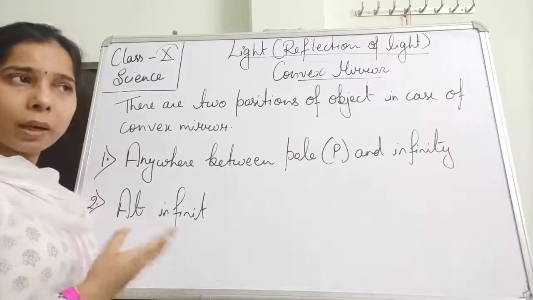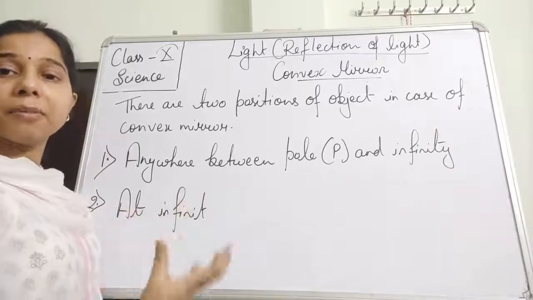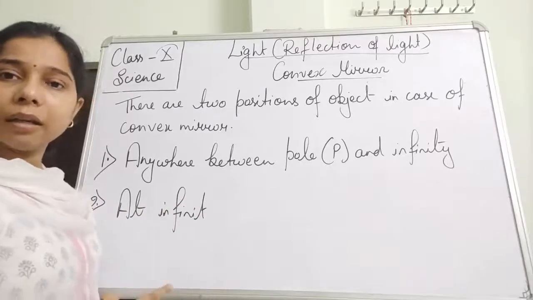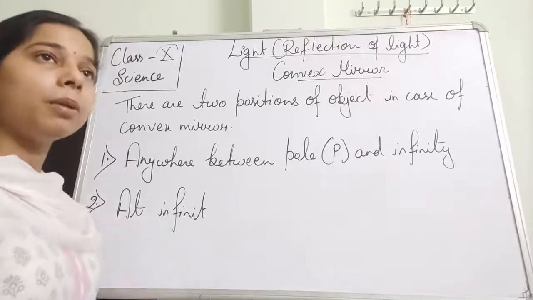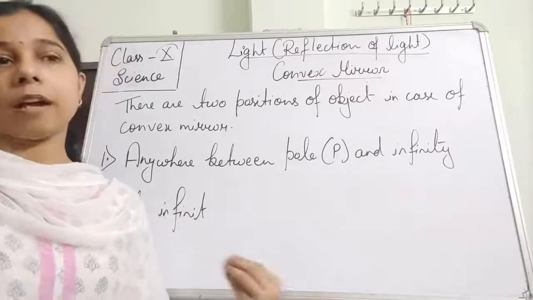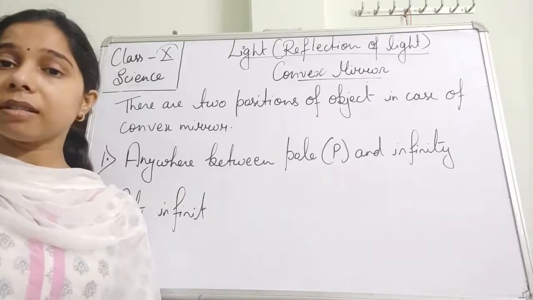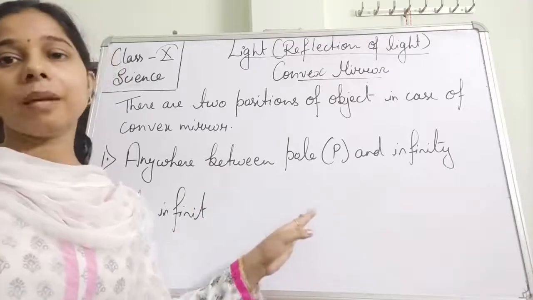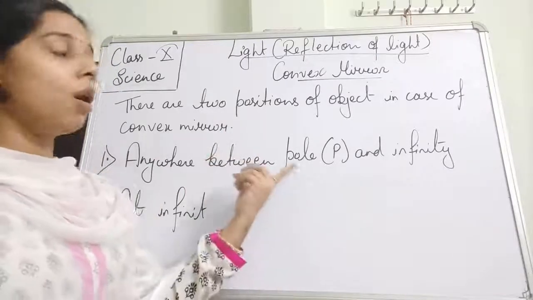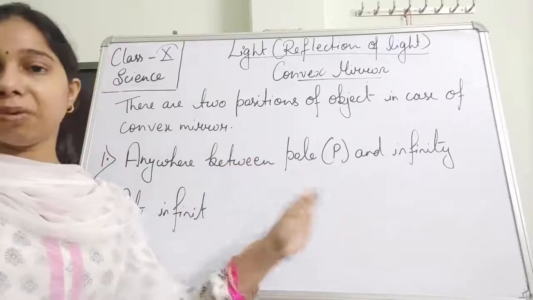Students, why is there so much difference? The reason is that there the formation of the image occurs at different positions depending upon the different position of the object. But here it doesn't matter, even if you keep the object between pole and focus, or at the focus, or at the center of curvature, between pole and center of curvature, or beyond the center of curvature, we will get the same kind of image. Because of that, collectively we have taken it into one step, and that is anywhere between the pole and infinity.